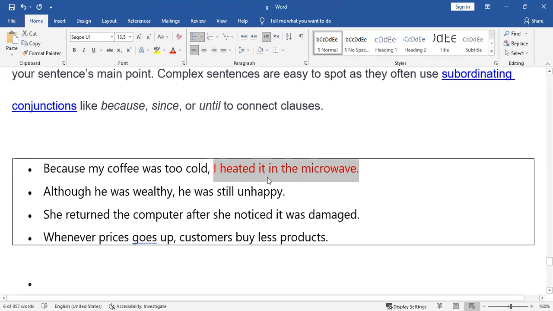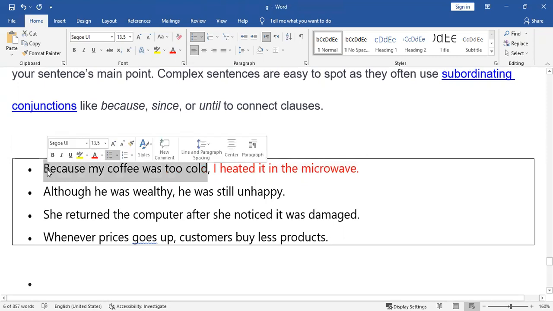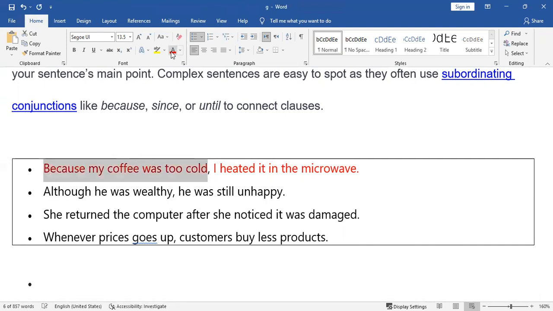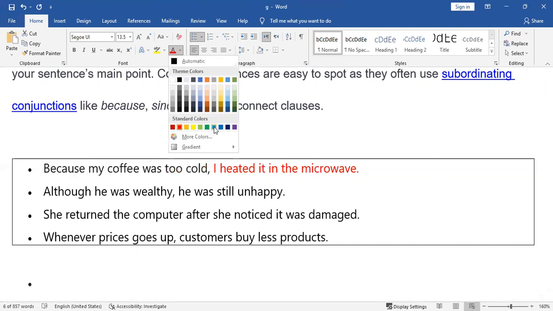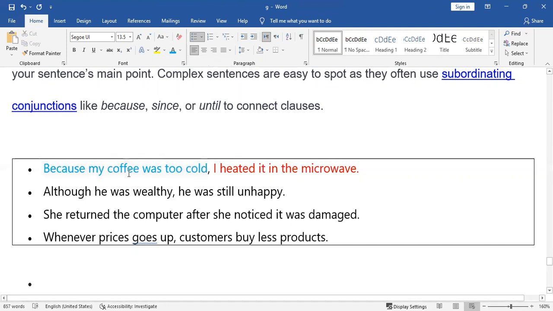I heated it in the microwave because my coffee was too cold. Can I say this alone? Because my coffee was too cold, full stop. Is this a complete idea? Is this a complete thought? No, I cannot say this alone. So this is not a complete idea. This is a dependent clause because it depends in its meaning on the main or the independent clause.